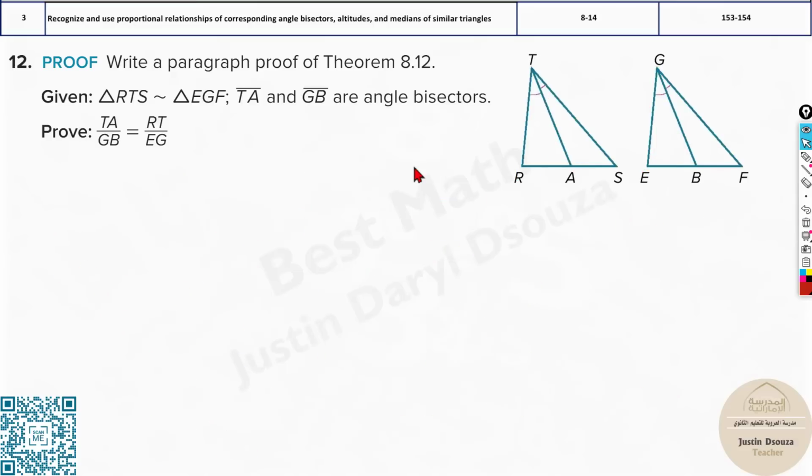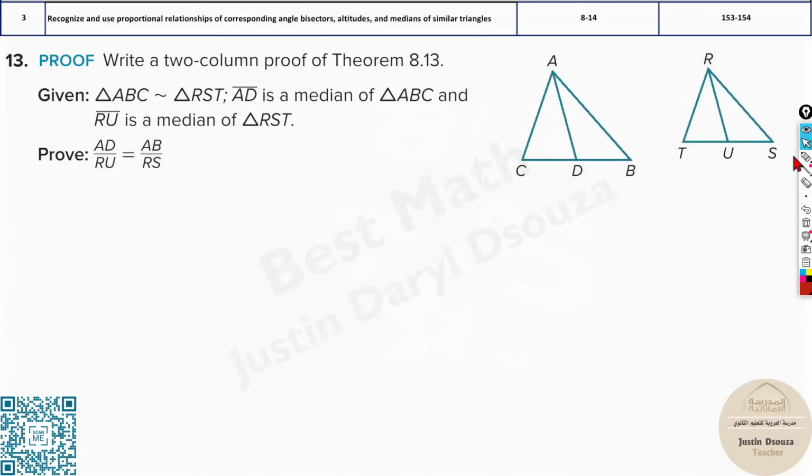So that's the reason. Now then, moving to the next problem. What do we have to prove here?